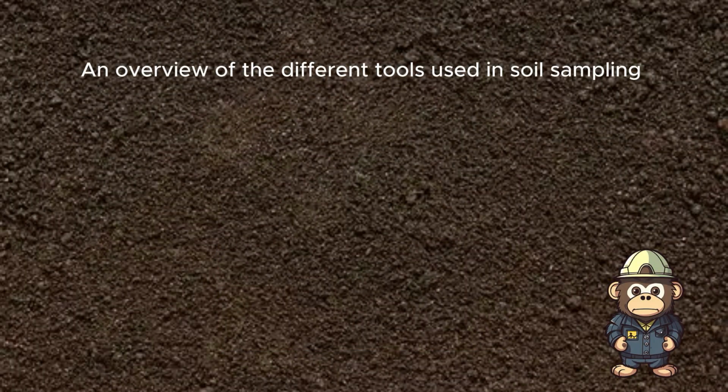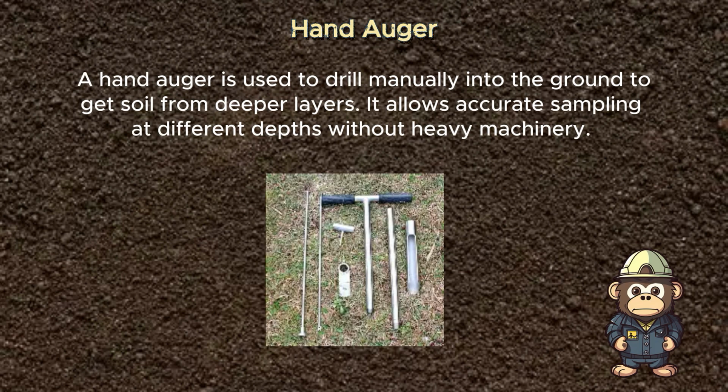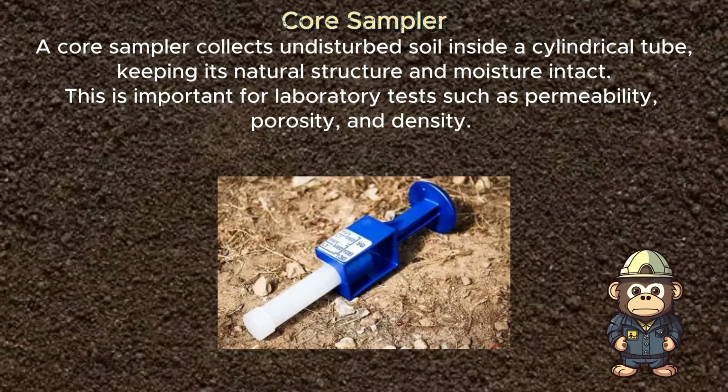An overview of the different tools used in soil sampling. First is hand auger. A hand auger is used to drill manually into the ground to get soil from deeper layers. It allows accurate sampling at different depths without heavy machinery. Second is core sampler. A core sampler collects undisturbed soil inside a cylindrical tube, keeping its natural structure and moisture intact. This is important for laboratory tests such as permeability, porosity, and density.